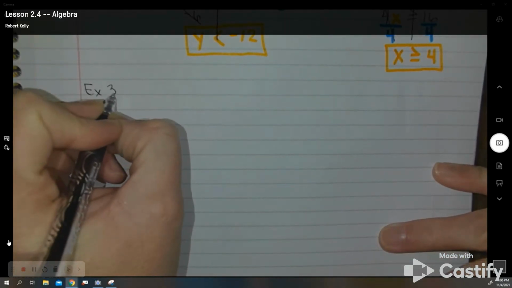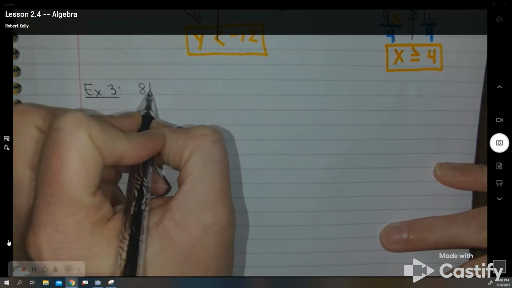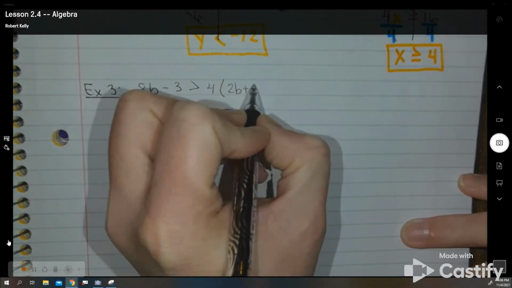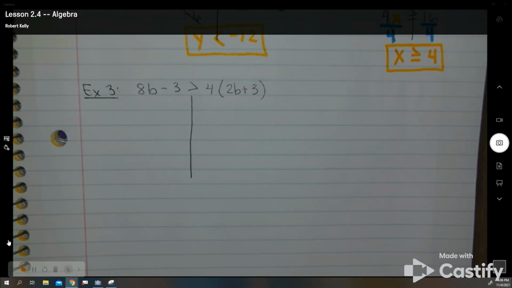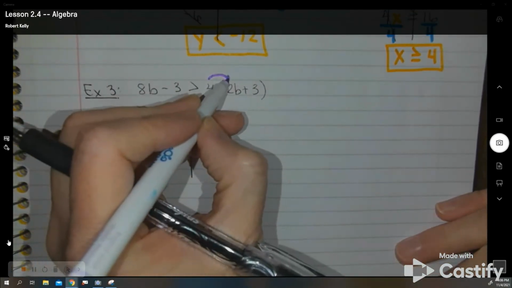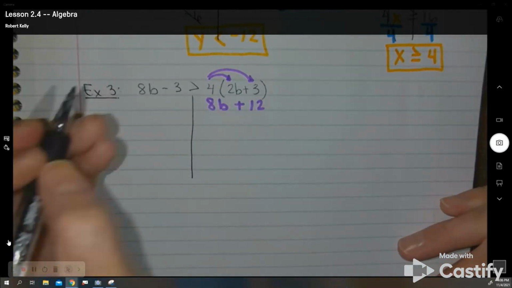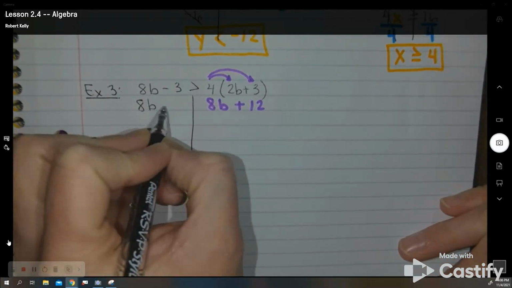So for example 3, we have the inequality 8b minus 3 is greater than 4 times the quantity 2b plus 3. Just like in equations, the first thing I need to take care of is to distribute all possible parentheses. So 4 times 2b is 8b. 4 times 3 is positive 12. None of this stuff over here got used, so we're going to bring it down.